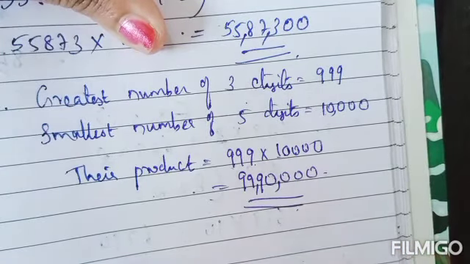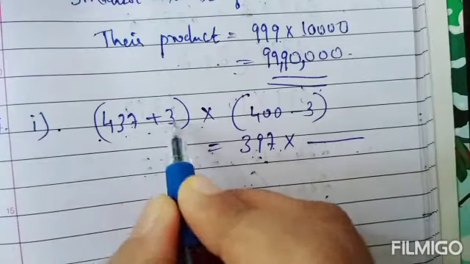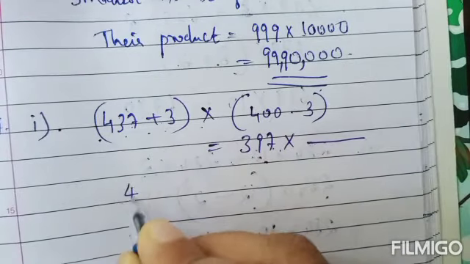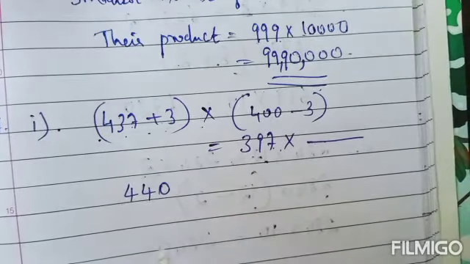Now seventh question, fill in the blanks. In the first one, 437 plus 3 into 400 minus 3 equals 397 into dash. You have to find the answer in the blank. We know that 437 plus 3, on adding, you will get 440, into 400 minus 3, which is 397. So 440 into 397 equals 397 into dash. In the blank the answer will be 440.